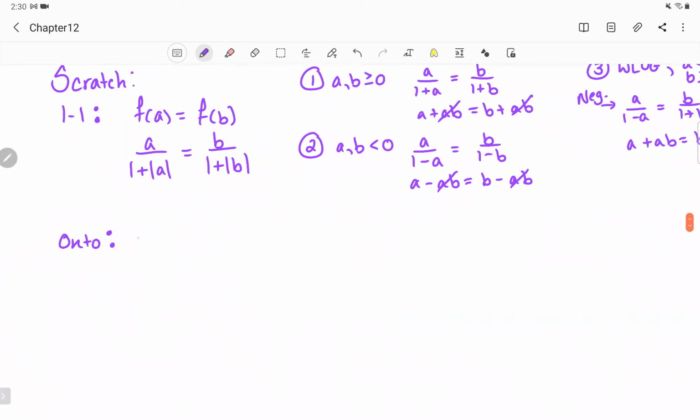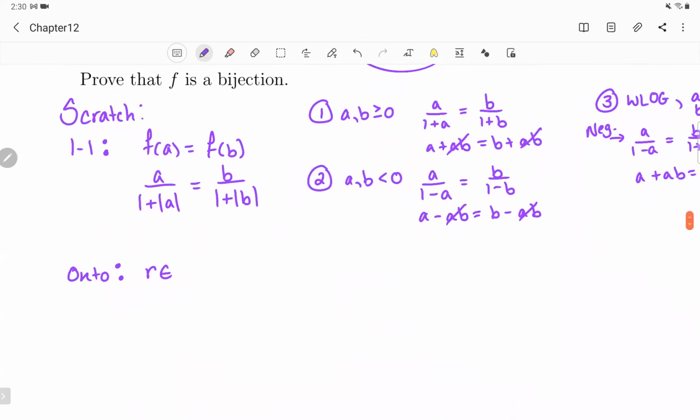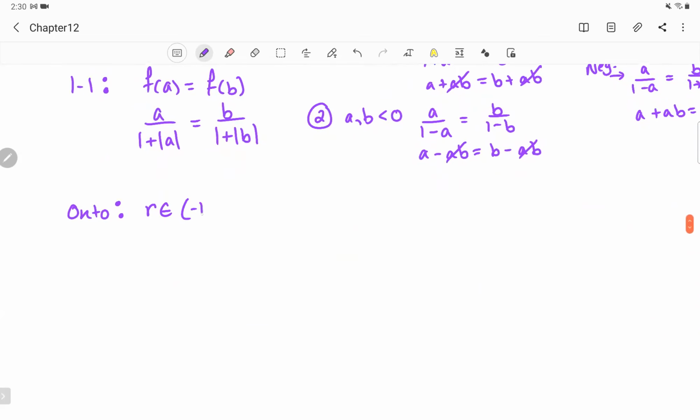I need to take a random thing from my domain. What is my domain? Or yeah, my codomain. What is my codomain here? Look back. Yeah, it's that capital X, which is what? Negative 1 to 1. Okay. Correct. That's the interval. So that's the set containing all numbers between negative 1 and 1.